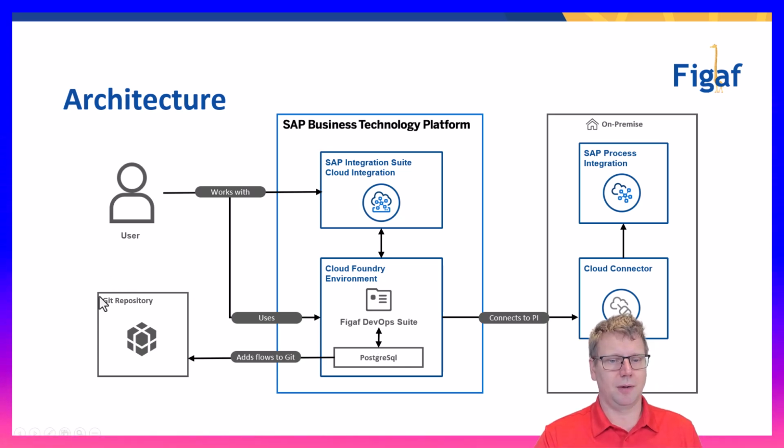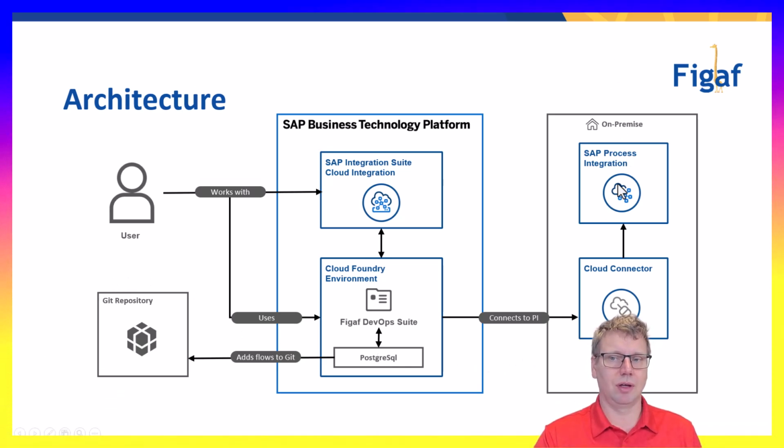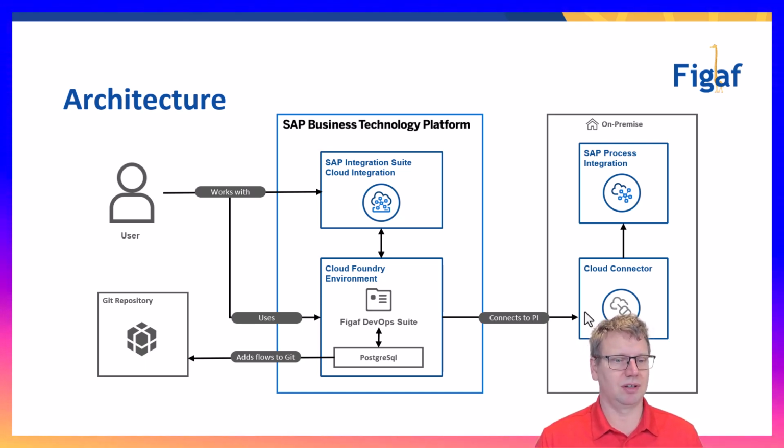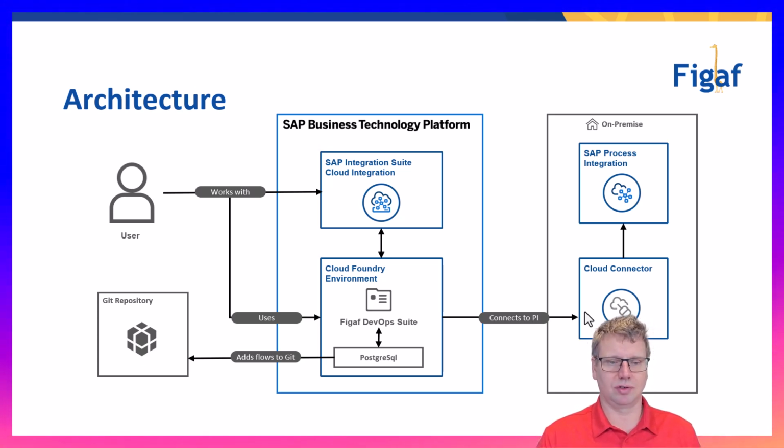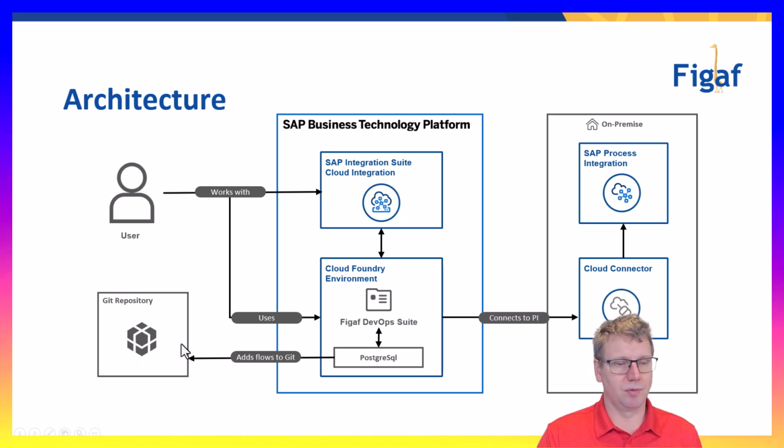To connect to the on-premise systems, we would use Cloud Connector, and that would simplify the operation, giving access to these on-premise resources. That's just so much easier. And then obviously we can connect and move things into a Git repository, which is another topic that can simplify your life.